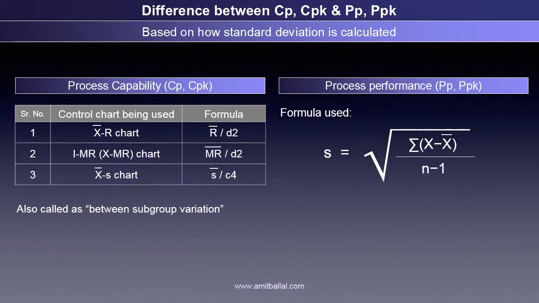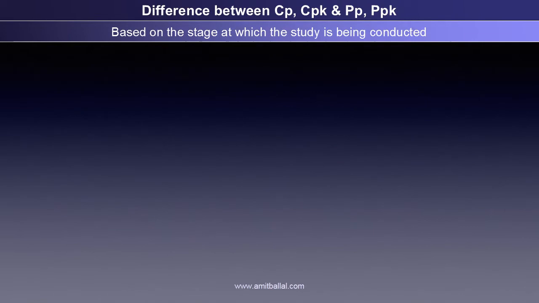And on the other hand, for process performance, PP, PPK, the standard deviation is calculated using an RMS, that is root mean square, formula. This is also called as total process variation, since it takes into account variation between every individual reading. Let's look at the difference based on the stage where the SPC study is being conducted.